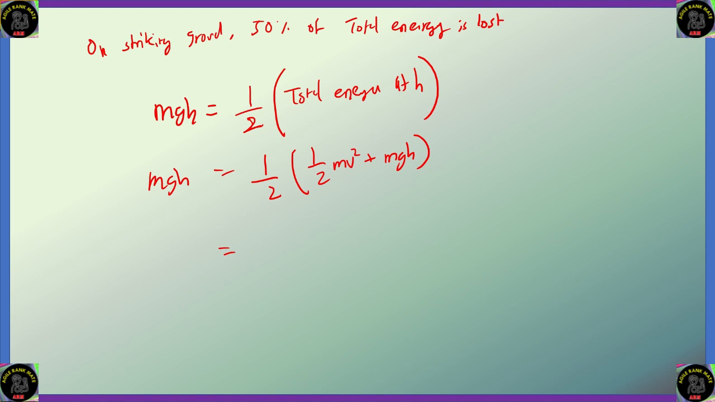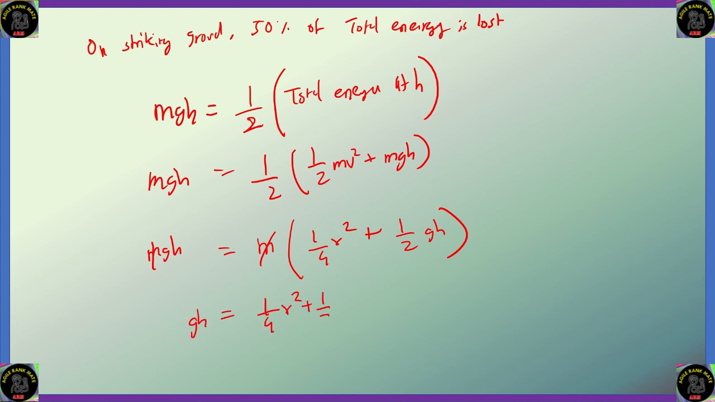Now if we simplify this, we have m common, and half into half v squared equal to 1 by 4 v squared, plus half into gh. We would be left with gh since we took m as common. So half into g into h and mgh. From this we can cancel m and m. We get gh is equal to 1 by 4 v squared plus half into gh. Now if we take half gh to the other side, we get gh minus half gh, which is half gh, equal to 1 by 4 v squared.